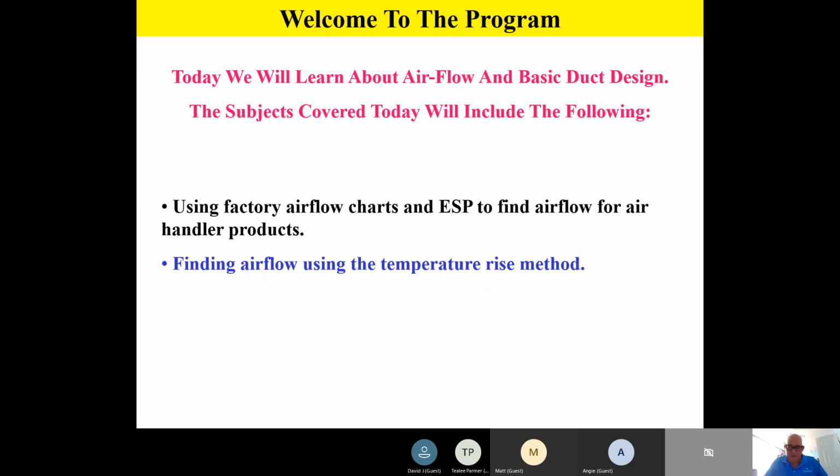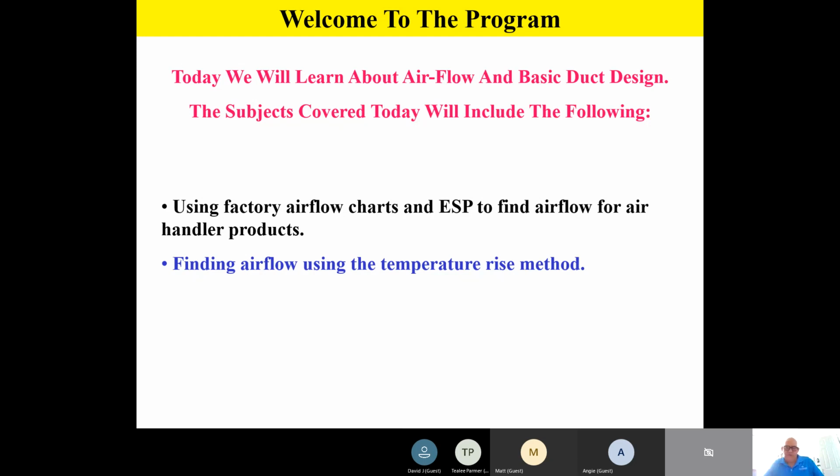Number 1, the velocity method that we talked about last week with our rotating vane tool, our little whizzy wheel vane tool. We're learning today about external static pressure and how to use the factory airflow charts, which I like to use a lot. As long as you've got your Magnehelic or digital manometer, you can use the factory airflow charts to get very, very close on the amount of air moving through that cabinet.